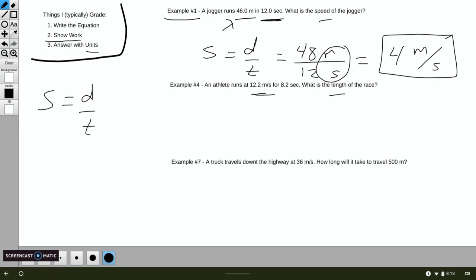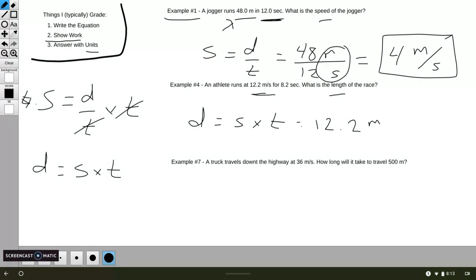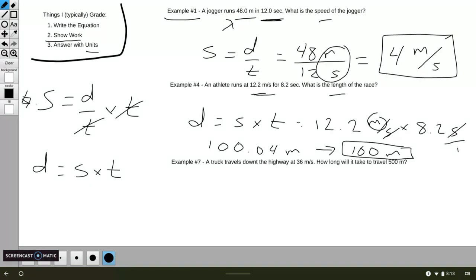So if we take this equation, S equals D over T, and isolate the distance, we multiply both sides by T. The T's cancel on that side, and we end up with D equals S times T. If we write that out, this becomes so much easier, because now I have a speed and an equation that just solves for distance. The algebra is done. That's 12.2 meters per second times the time, which is 8.2 seconds. The seconds will cancel because one is on top of a fraction and one is underneath a fraction. 12.2 times 8.2, your calculator will spit out 100.04. The unit that's left is meters. We'll probably just round that to 100 meters. So 100 meters would be your answer.